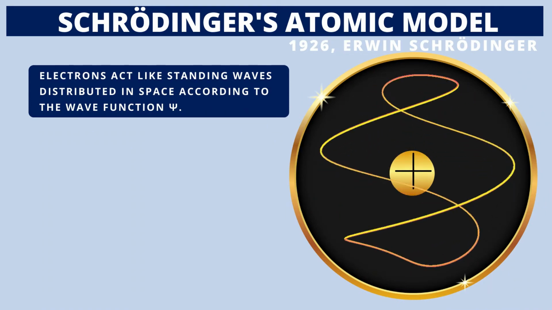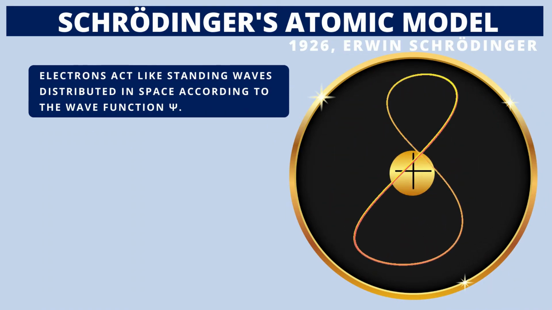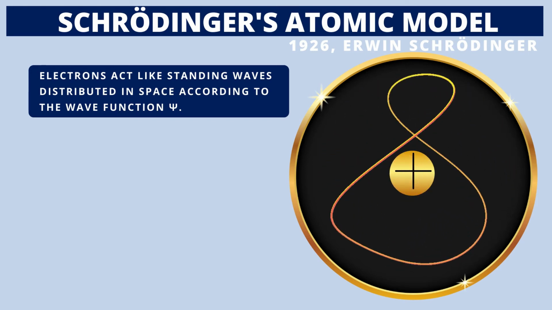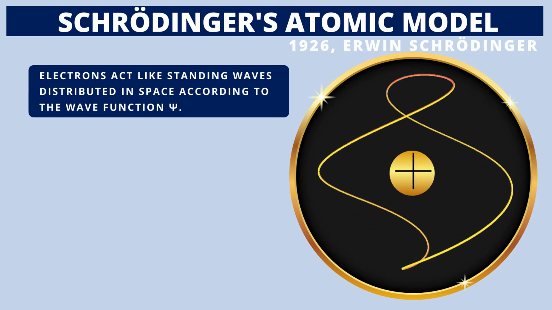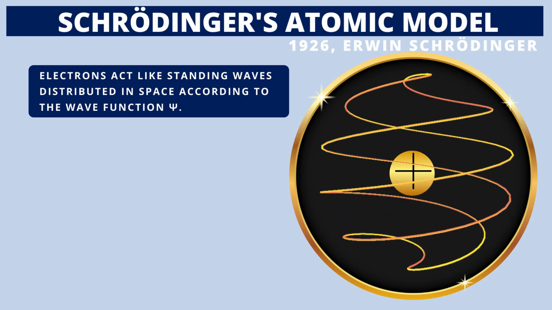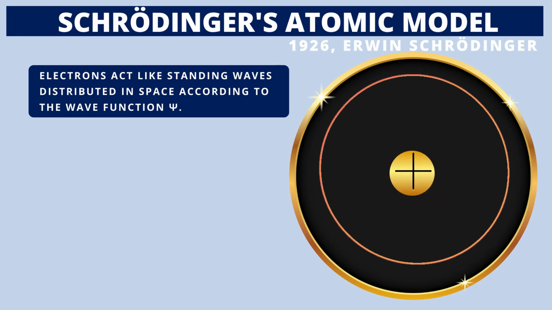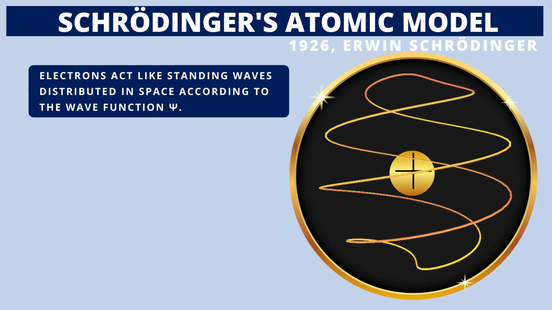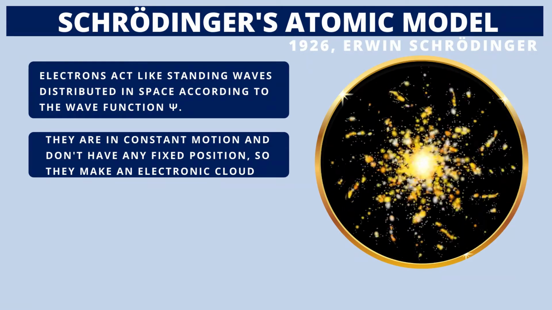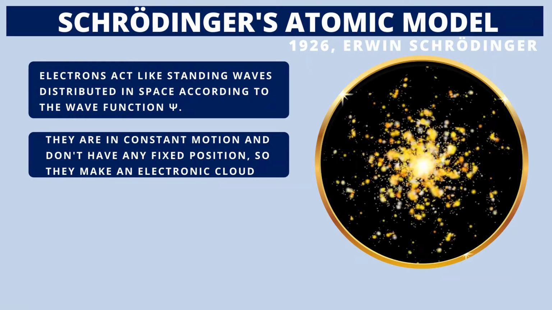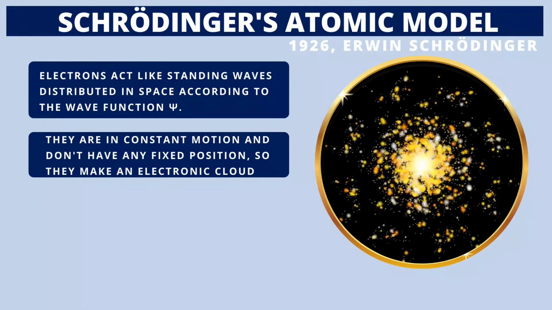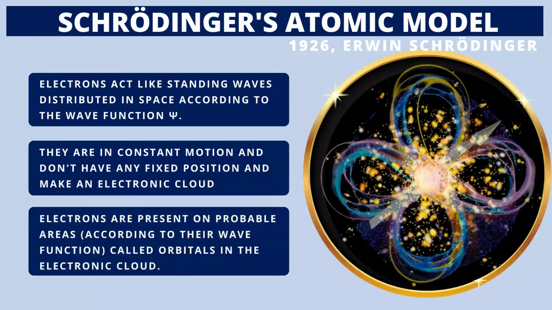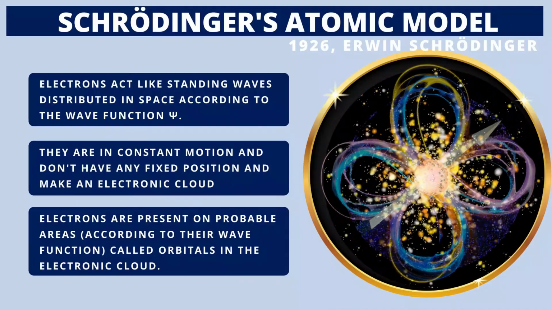A powerful model of the atom was developed by Erwin Schrödinger in 1926. Schrödinger combined the equation of wave behavior with the de Broglie equation to generate a mathematical model for the distribution of electrons in an atom. In his atomic model, Schrödinger assumed that electrons act like standing waves, and they are in constant motion and don't have any fixed position, so they make an electronic cloud. And he stated that electrons are present in the probable areas called orbitals in the electronic clouds.